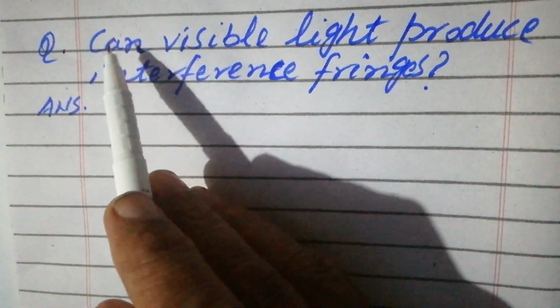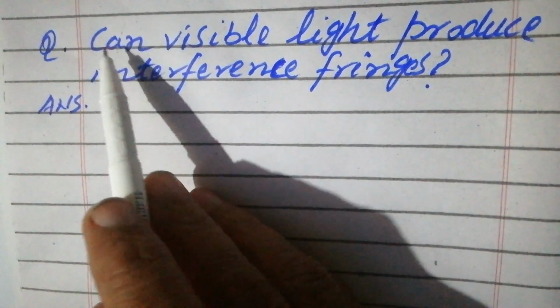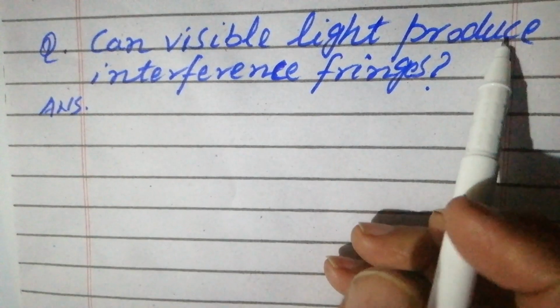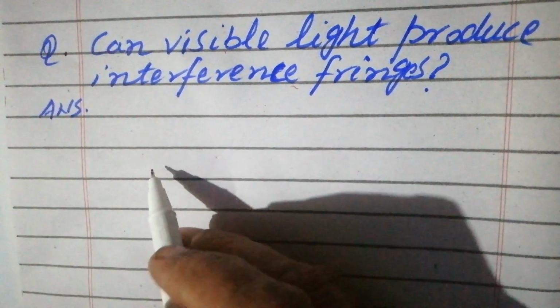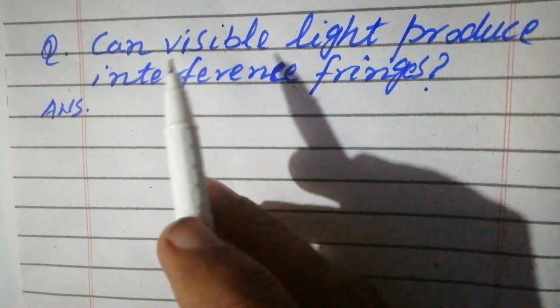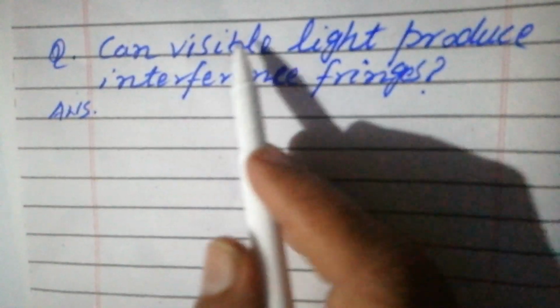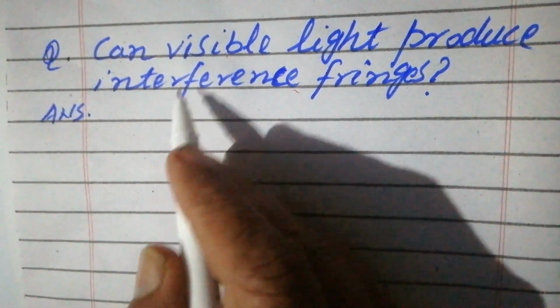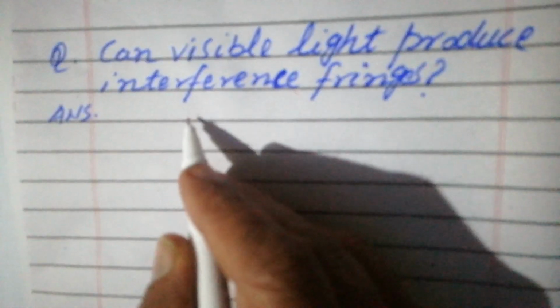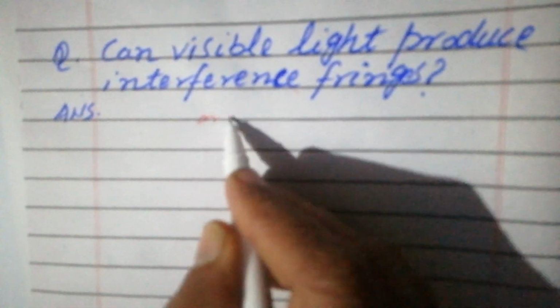Students, we have a very important short question. Can visible light produce interference fringes? The answer is, what do you mean by visible light? First of all, visible light is an ordinary light.